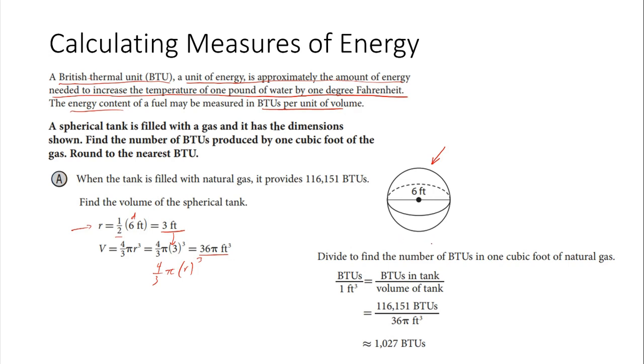And we're using natural gas. So one thing to note is they do say it's natural gas. It should provide this many BTUs. So we're going to take that number and divide it by the total volume that we found earlier. Okay, so if you do that, you should get around 1,027 BTUs, and that'll tell us how much is really in that tank.